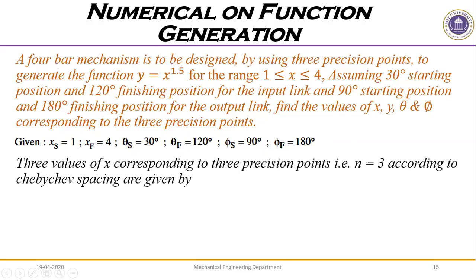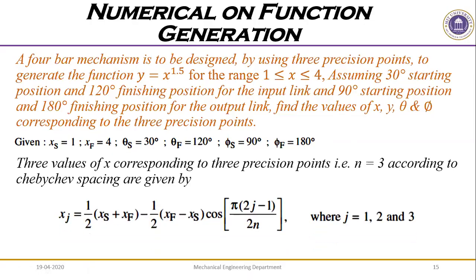According to Chebyshev spacing, the precision points are given by xj is equal to 1/2 (xs plus xf) minus 1/2 (xf minus xs) cos of (2j minus 1) upon 2n. Whenever we have to find out x1, at that time j will be 1, so 2 into 1 minus 1. For x2, the second precision point, at that time 2 into 2 minus 1. And in this way you have to find out x1, x2, x3.